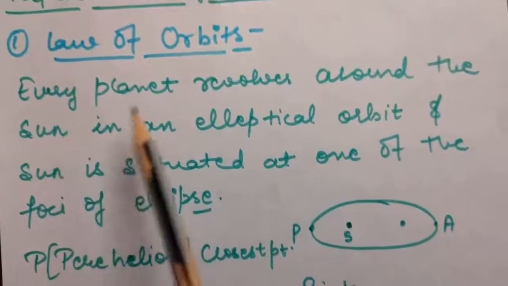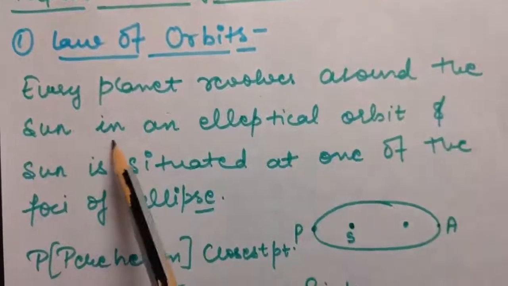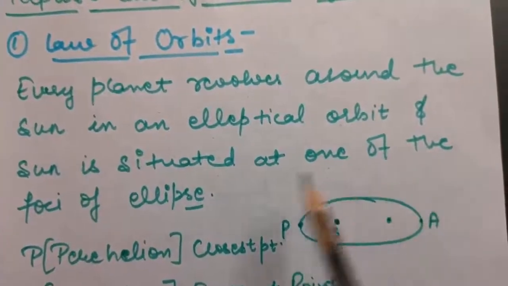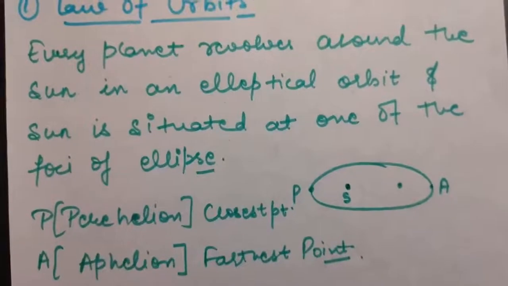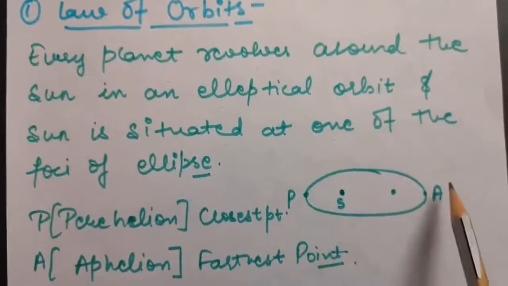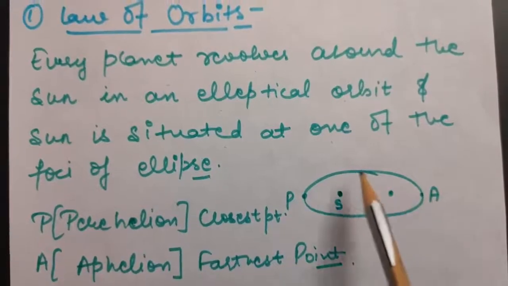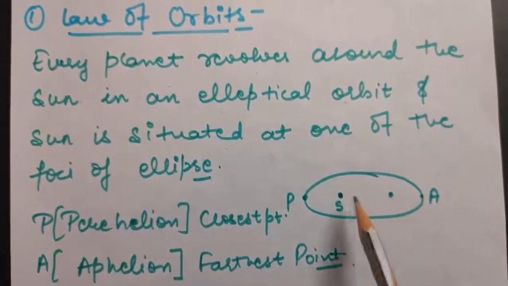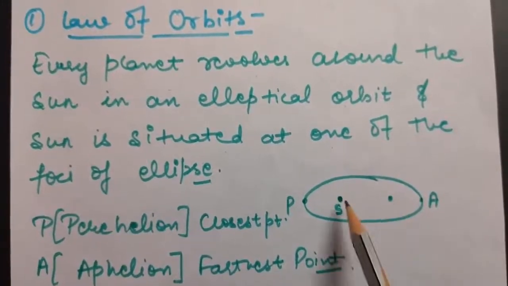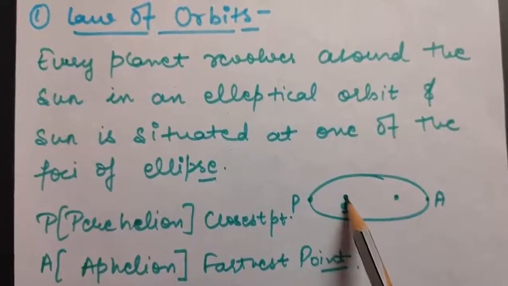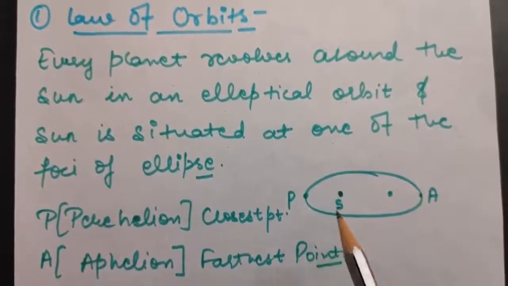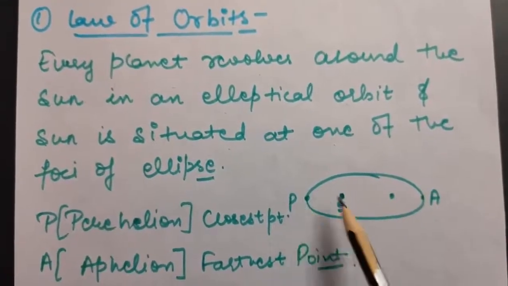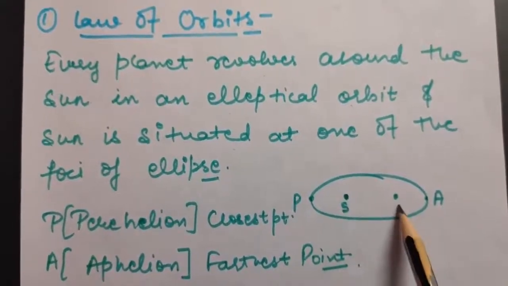It states that every planet revolves around the sun in an elliptical orbit, and the sun is situated at one of the foci of the ellipse. That is, if this is an ellipse, the planet always revolves in this elliptical orbit, and we have these two foci of the ellipse. The sun is present at any one of these foci. Here I have taken this point, the focus at which the sun is present. So the law of orbits states that every planet revolves in an elliptical orbit around the sun, and the sun is present at one of the foci of the ellipse.